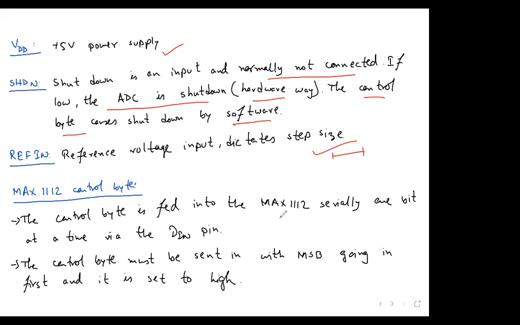The control byte is fed into the MAX 1112 serially, as expected, one bit at a time via the D input pin, and we know that it will take place on the rising edge or falling edge of the serial clock. Which one? When you are feeding in the control byte, it will go in on the rising edge. Good. One convention is that the control byte must be sent with the MSB first, and it must be set to high. That means in your control byte, the MSB will always be 1. Whenever the MSB is 1, your ADC realizes that this is a control byte and works accordingly. So this is a must. Let us see how it will work.